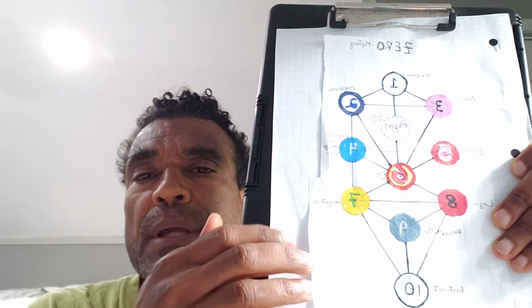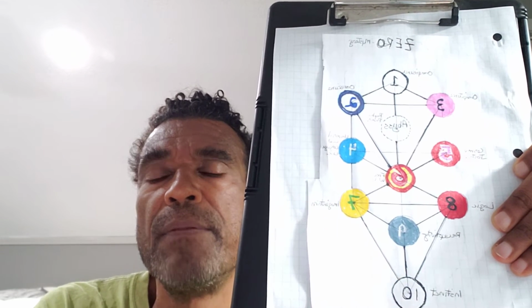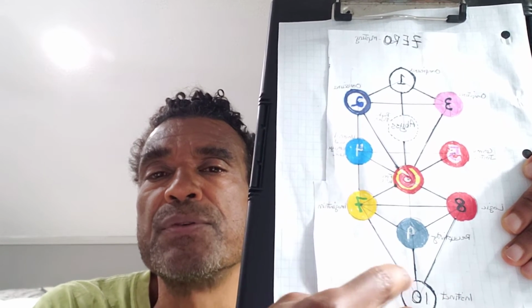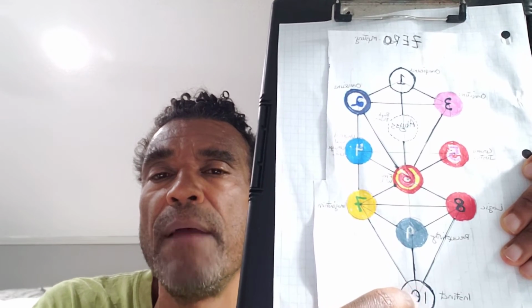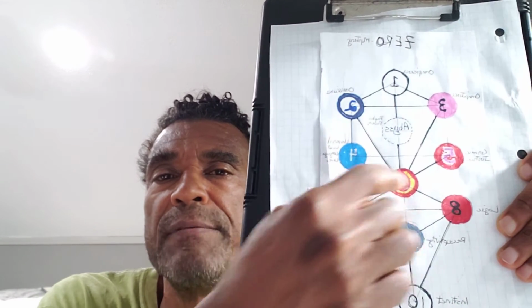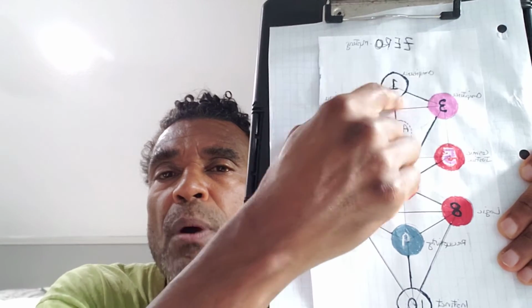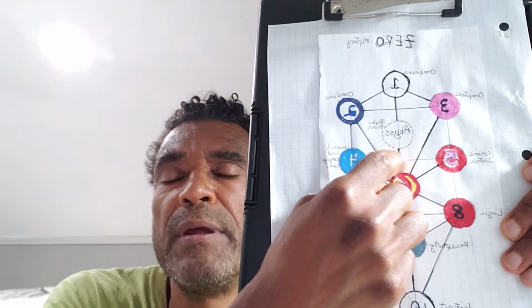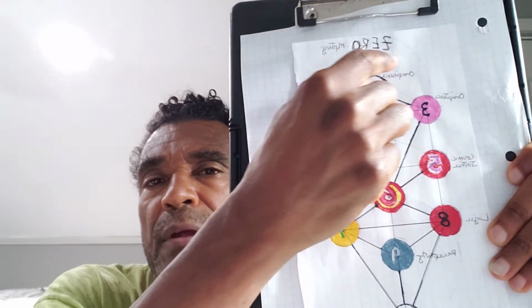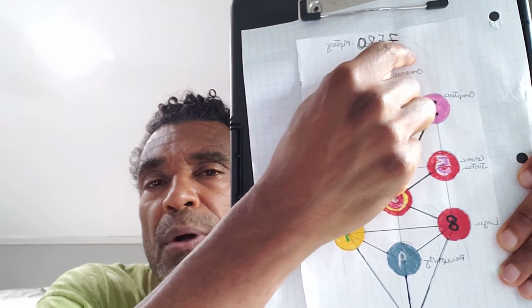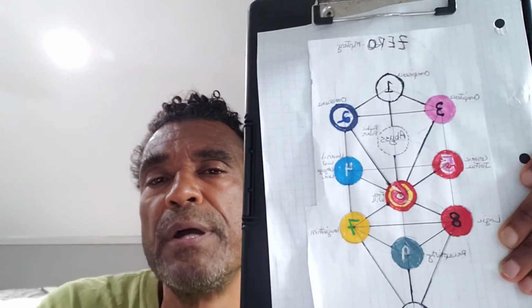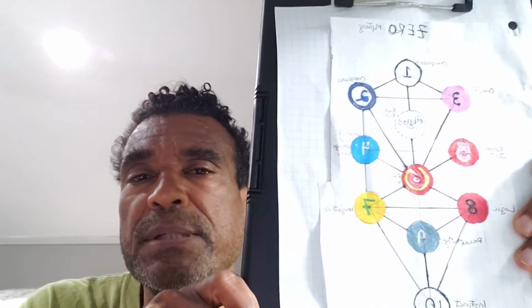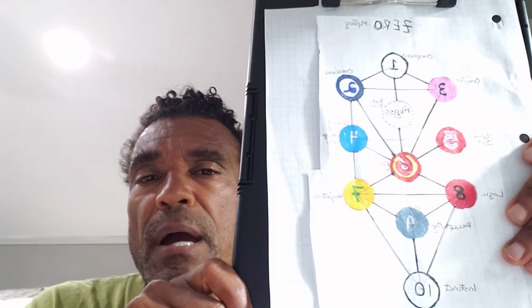We can start here with 10. These circles are called spheres, and they're numbered 10, 9, 8, 7, 6, 5, 4, 3, 2, 1. There is a thing here called the abyss, and then there's a thing above the tree called the zero. So that's a total of 12 different categories or faculties of consciousness.